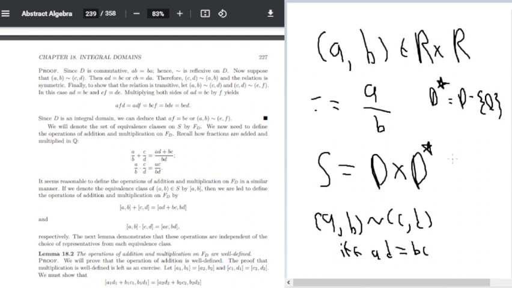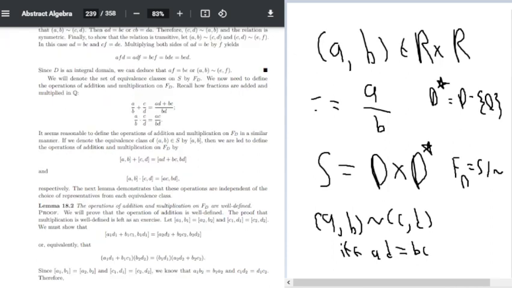So, FD is equal to, you could write this as S over the equivalence relation, if you're used to that set theoretic terminology. So we will denote the set of equivalence classes on S by FD. We now need to define the operations of addition and multiplication on FD.